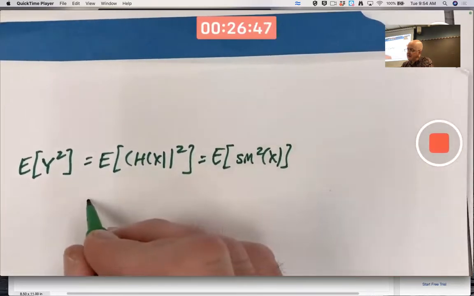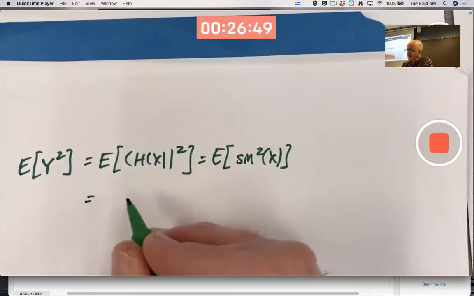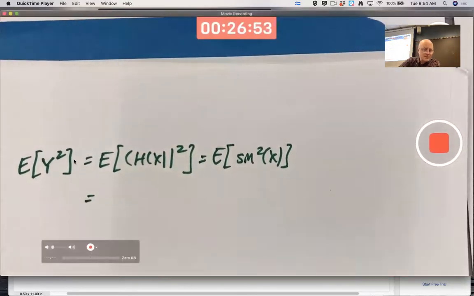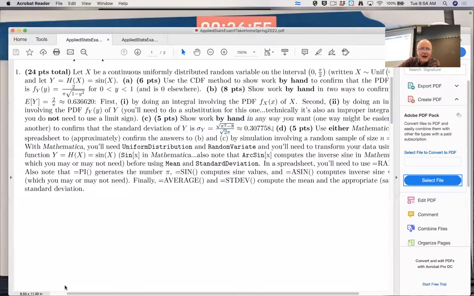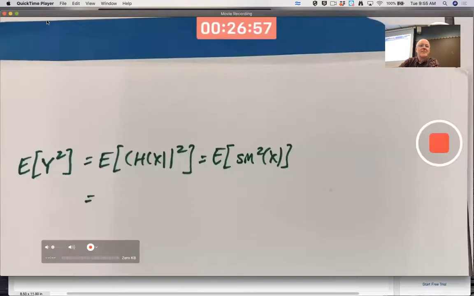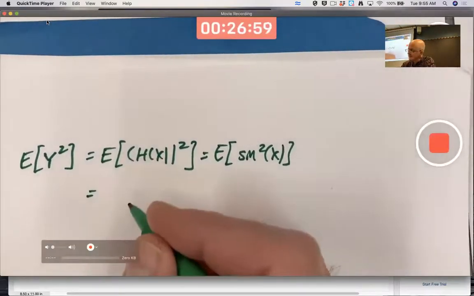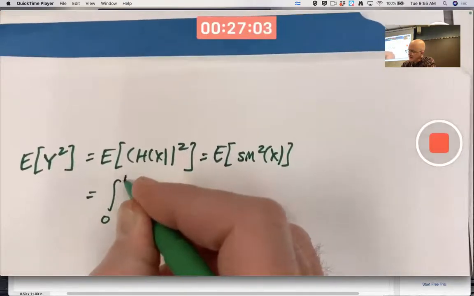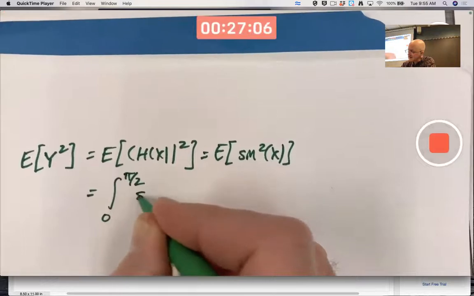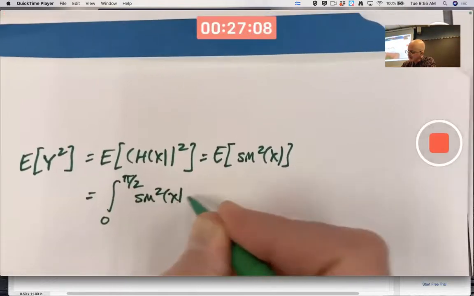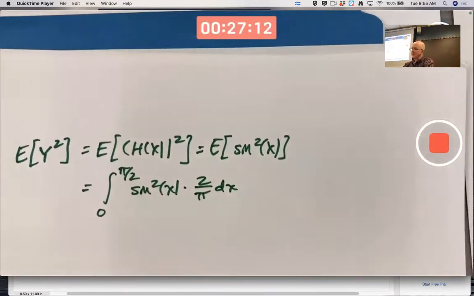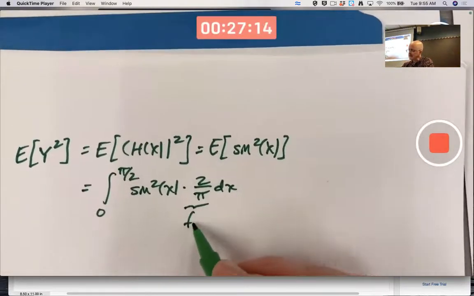If you use the table or use Mathematica to do that integral, it's okay to a certain degree. Did I say by hand? I did say by hand. The integral ends up being the integral from 0 to pi over 2 of sine squared x times 2 over pi dx. That's the PDF of x right there.